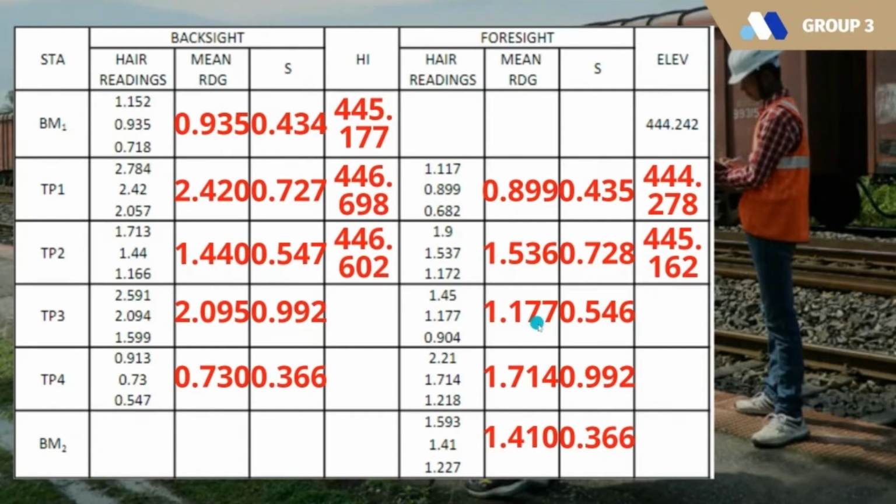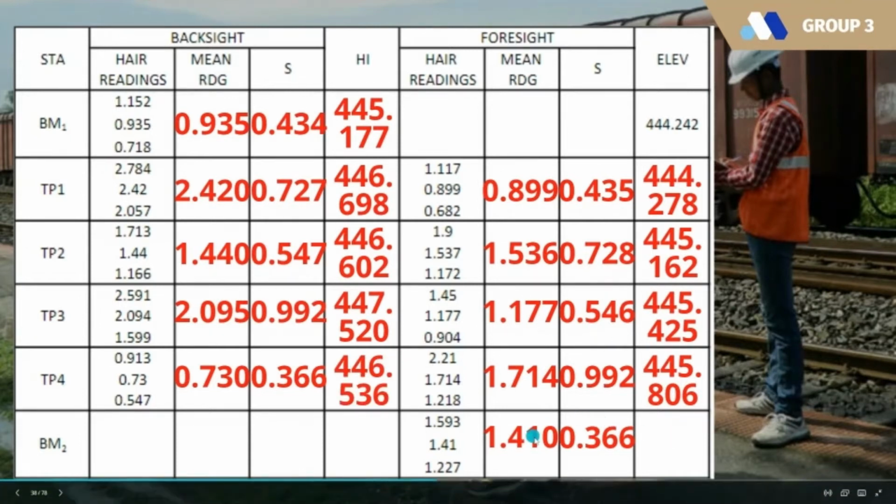Then subtract, 445.425. Then add, 447.520. Then subtract, the result is 445.806. Then add again, 446.536, and lastly subtract to be able to get 445.126.